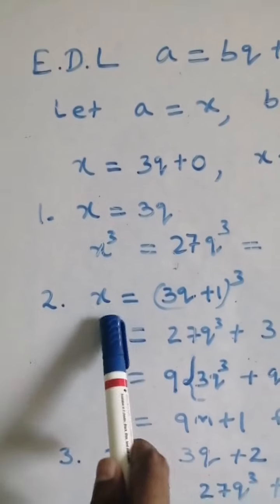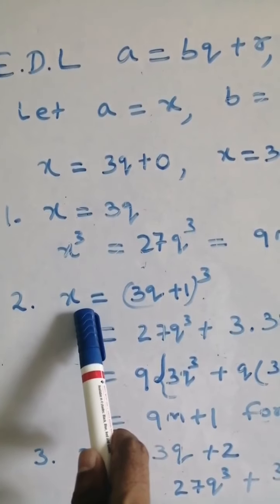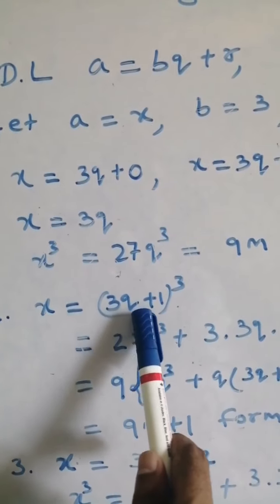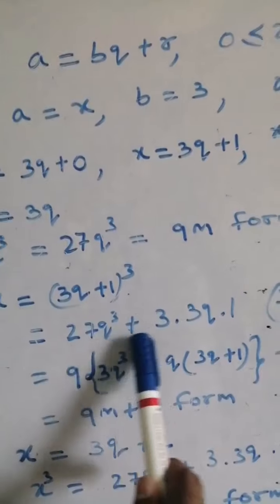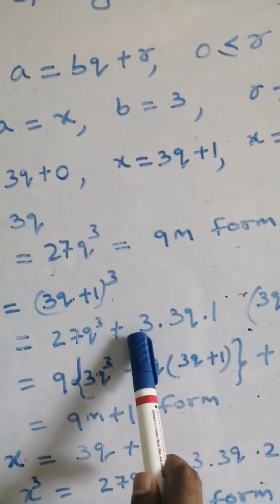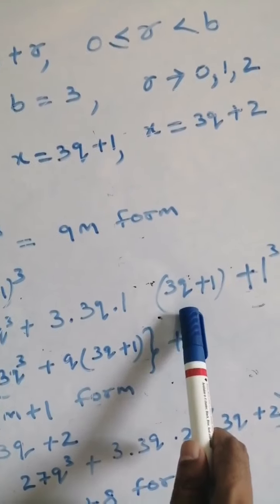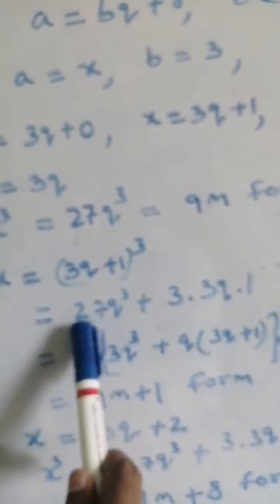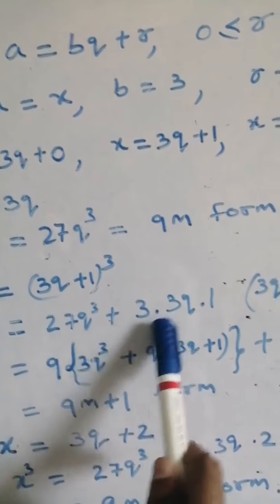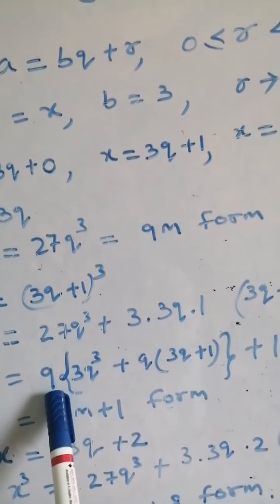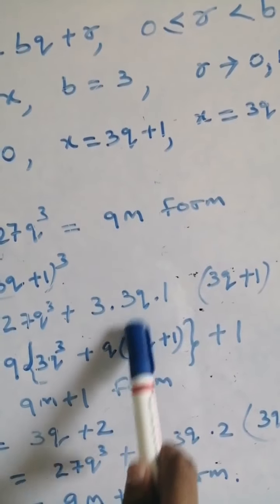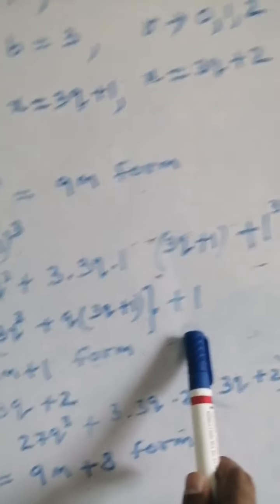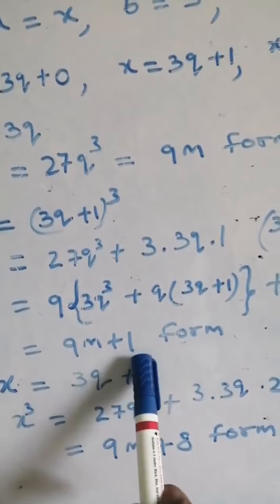Case 2: when x is equal to 3q plus 1, x cube is (3q plus 1) whole cube. By the cube formula we get 27 q cube plus 3 into a into b into (a plus b), that is 3 into 3q into 1 into (3q plus 1), plus b cube, that is 1 cube. Here in 27 we can take 9 common, so I have taken 9 common, 3 q cube plus q into (3q plus 1), and plus 1. So this part is m, giving the form 9m plus 1.